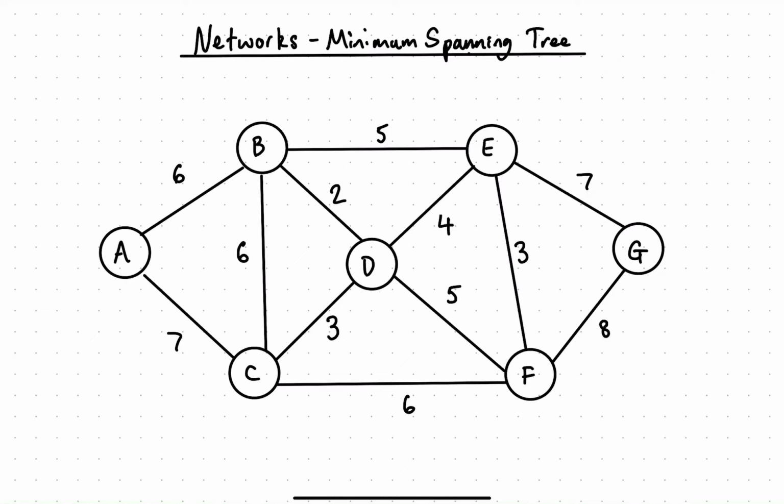Kia ora, and welcome to a lesson on Level 2 networks, specifically minimum spanning tree. The way I'm going to show you to do the minimum spanning tree today is one of two main methods. We're going to be using an algorithm called Kruskal's algorithm.